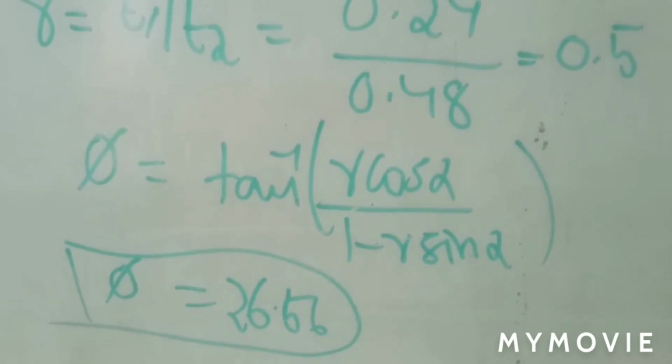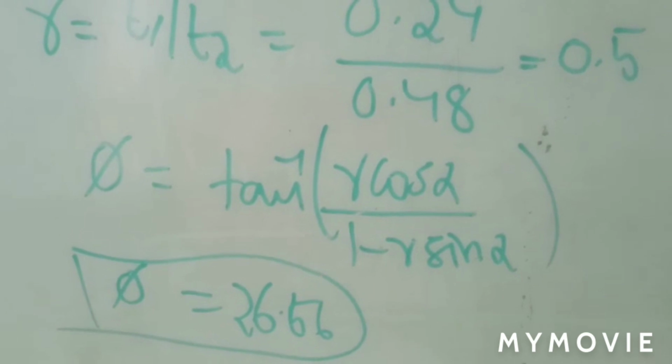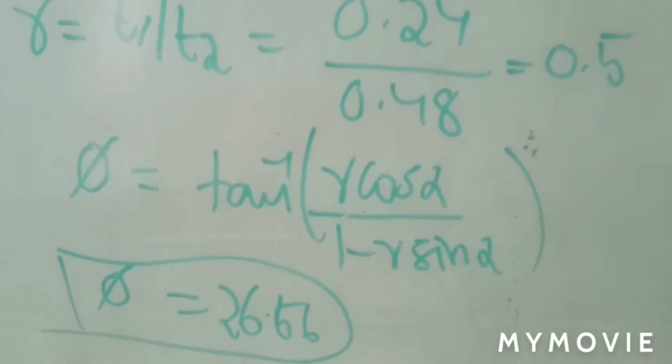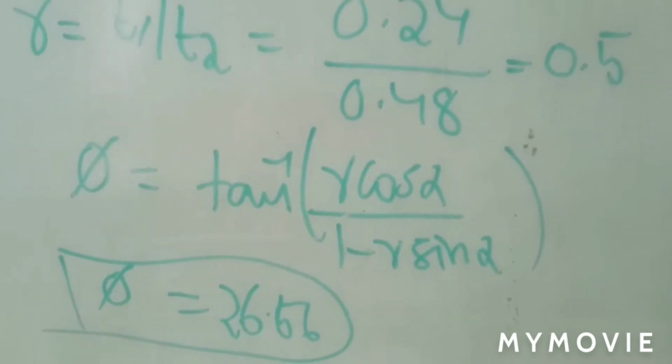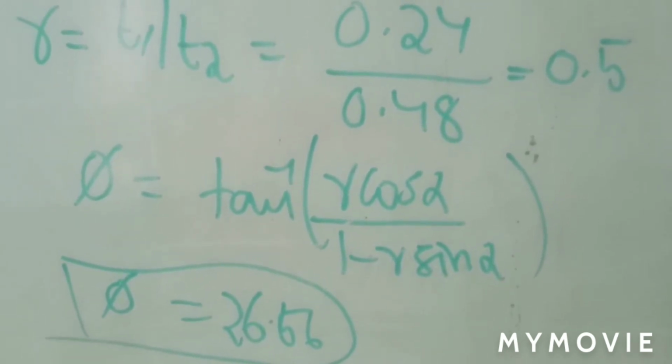Shear angle phi equal to 26.56. It is as simple as that. Very simple. This is a 2 marks question, especially in a GATE examination, right? Is there any difficulty while you are solving the problem? There is no difficulty. Just remember the formula.